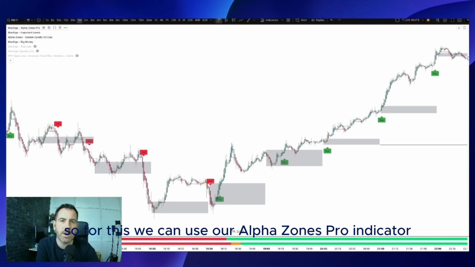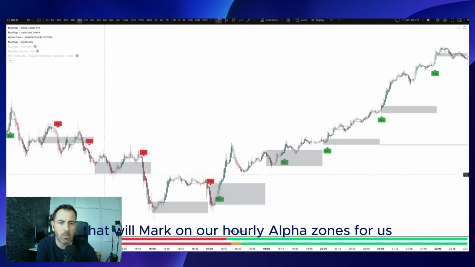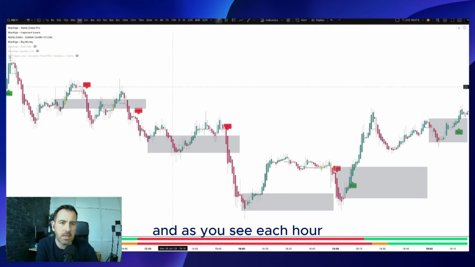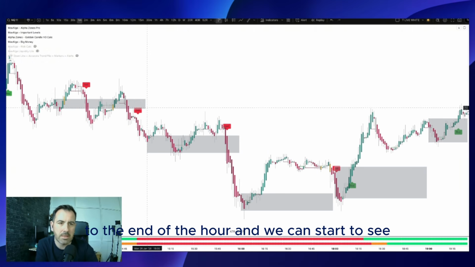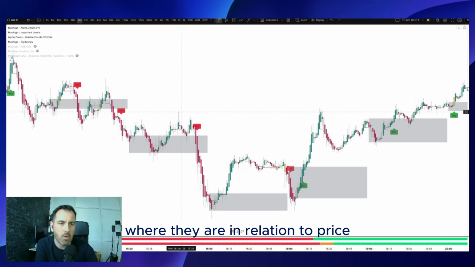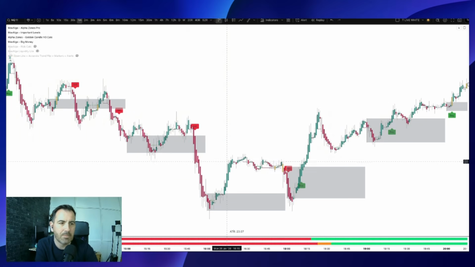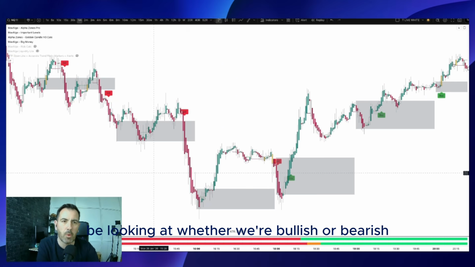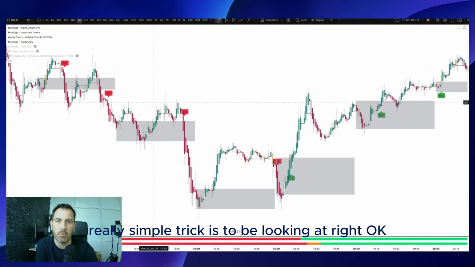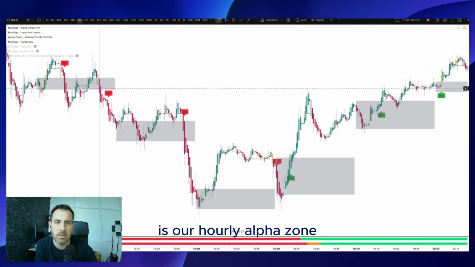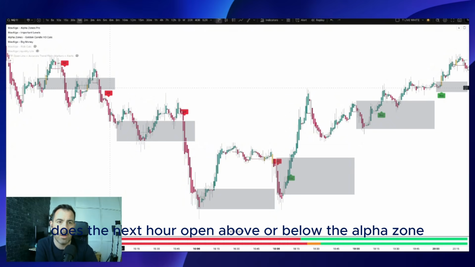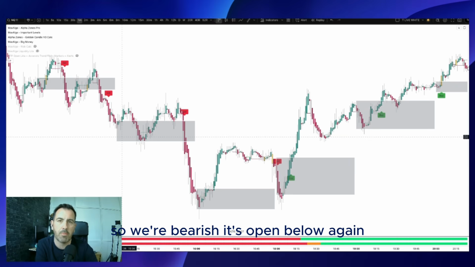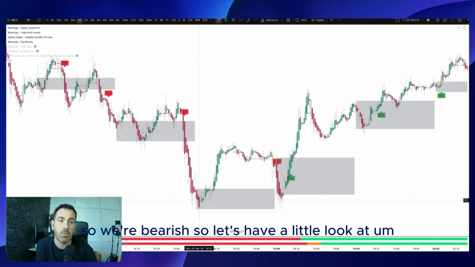For this, we can use our Alpha Zones Pro indicator, which marks on our hourly alpha zones for us. As you see, each hour runs from the start of the hour to the end of the hour, and we can see where they are in relation to price. A really simple trick for whether we're bullish or bearish is to look at this hourly alpha zone and ask: does the next hour open above or below that alpha zone? It's open below, so we're bearish. It's open below again, so we're bearish.